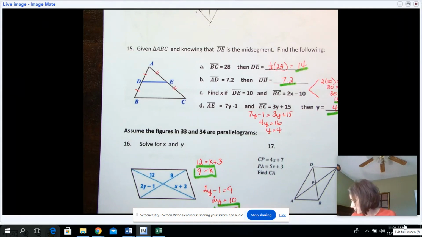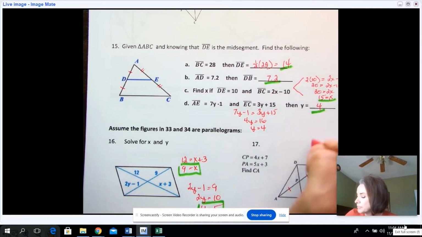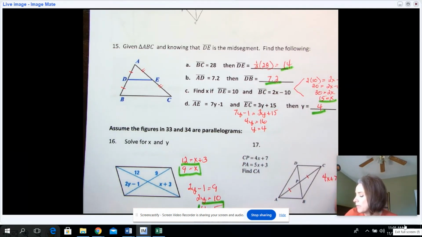And then on this next one, I am pretty sure y'all have had the same exact problem 3 times now. So you should know what it is. Since the diagonals bisect each other, you should know that CP is congruent to PA. So we're going to set them equal to each other. So you would say 4x plus 7 equals 5x plus 3. Subtract 4x and you get x. Subtract 3 and you get 4.